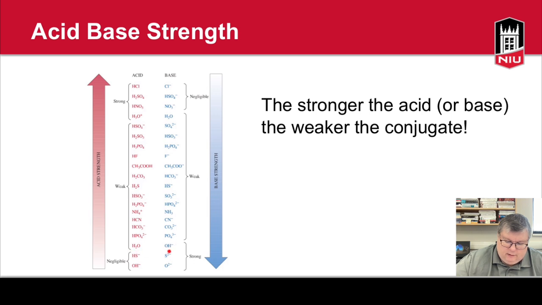And as you go down, the weaker the acid, the stronger the base, until you get something like water, which is a very weak acid. Its conjugate base is hydroxide ion, which is very, very strong. Okay? So the stronger the acid, the weaker the conjugate base. The stronger the base, the weaker the conjugate acid.